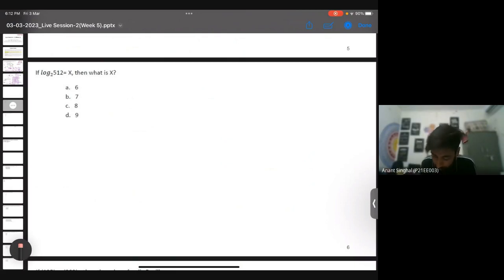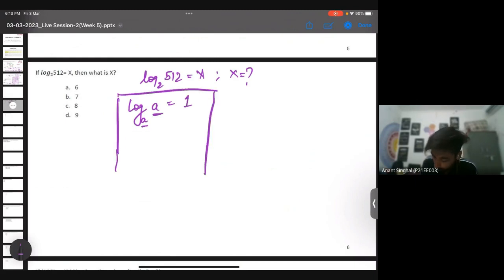This is a log-based question. It says log to the base 2 of 512 is x, and we need to find x. For this, we need to know a few properties of log. If the variable inside and the base are the same, then log is always 1. Then log of b to the base a, where b has a power c, is nothing but c times log of b to the base a. These are a few properties of log that we will require to solve this question.